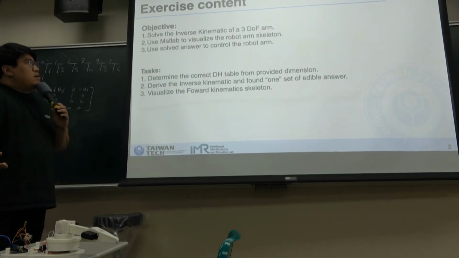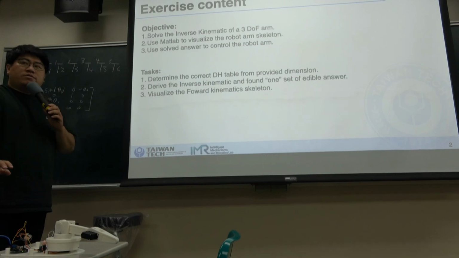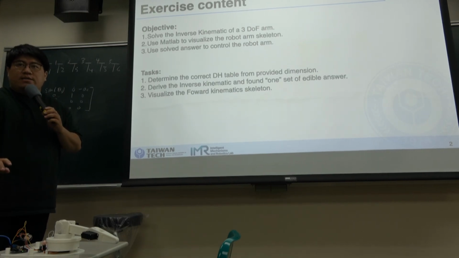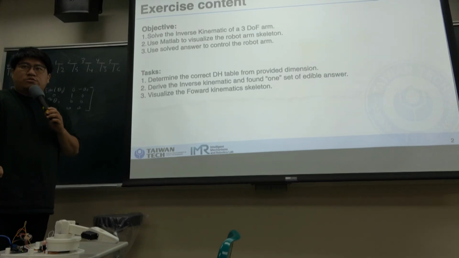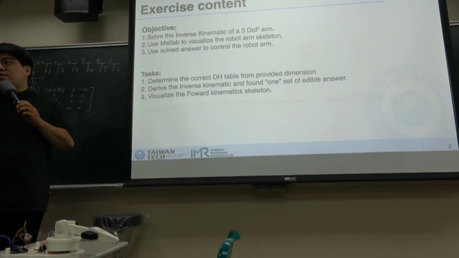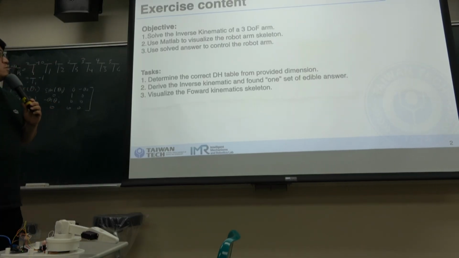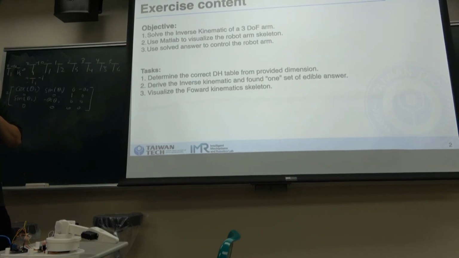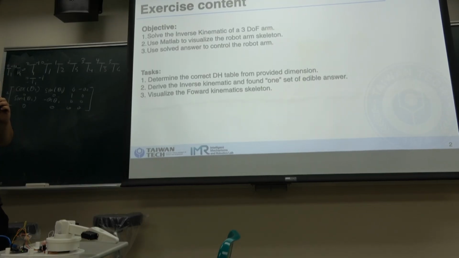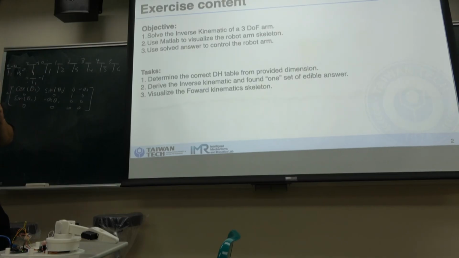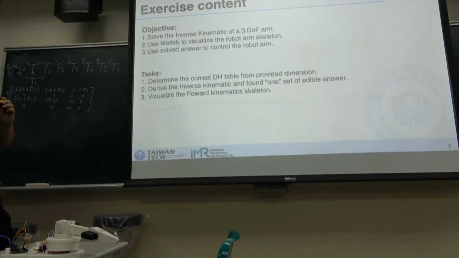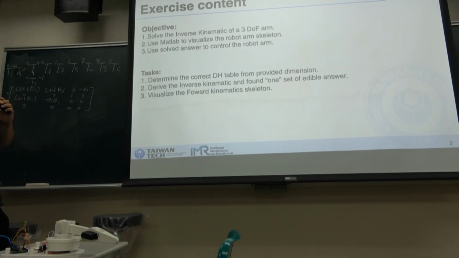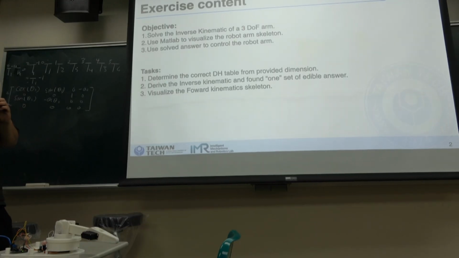So later today, we will build a model of it, and then we will try the inverse kinematic solution on it to see if it's the same as your simulation. Second, we will use MATLAB to do that, and we will visualize a robot arm skeleton. I will teach you how to do that with MATLAB. And third, we will use the software to control the robot arm to validate our solution, just like I said. Today we will determine the correct DH table from the dimensions.